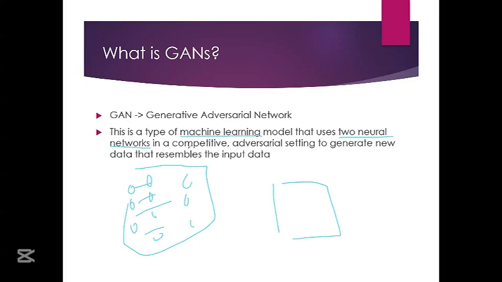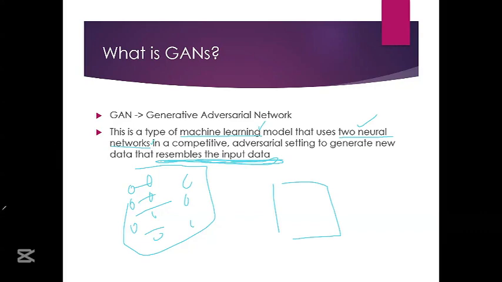The other thing is that it can reassemble the input data. It can either regenerate, edit, or modify the input data. So when you are talking about GAN, you should know that it's a machine learning model, it has two neural networks, and it can reassemble the input data, right?